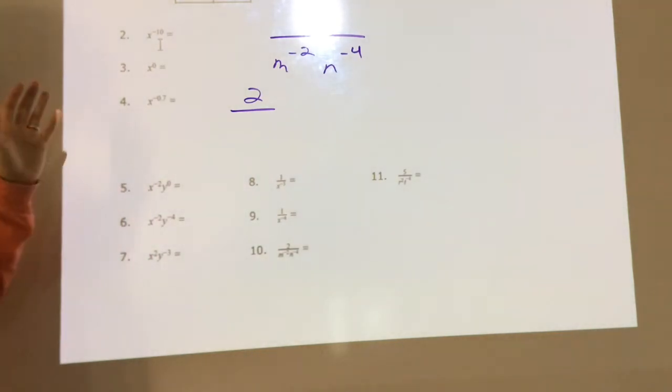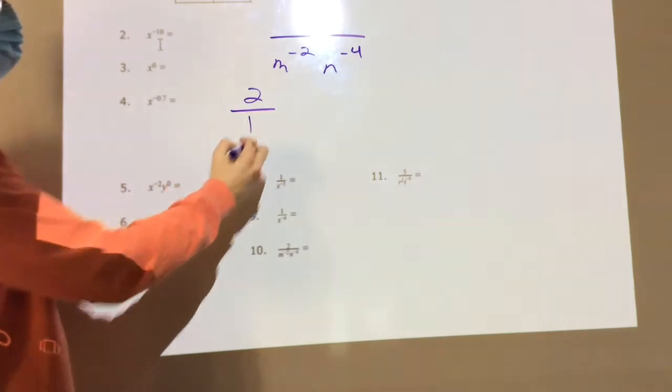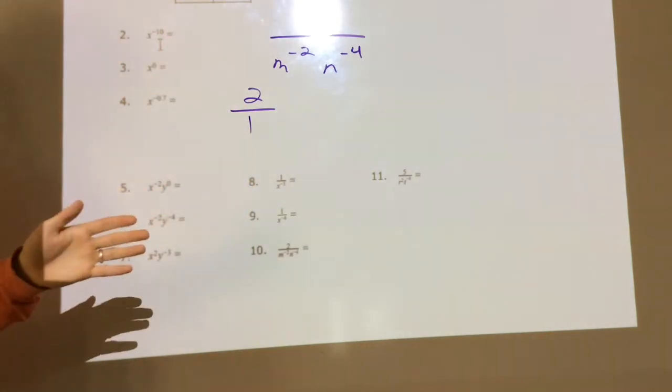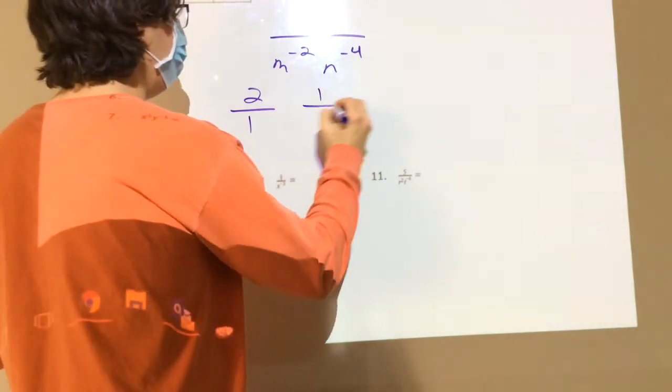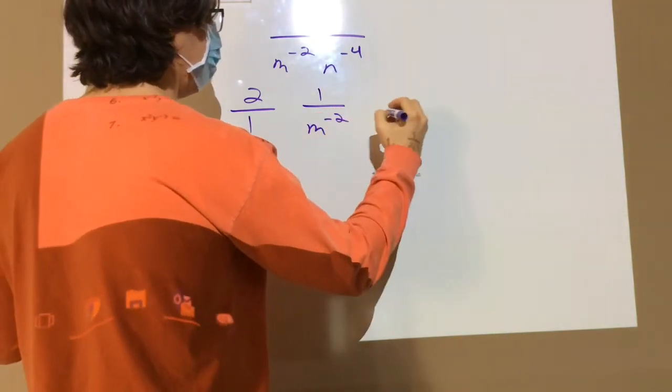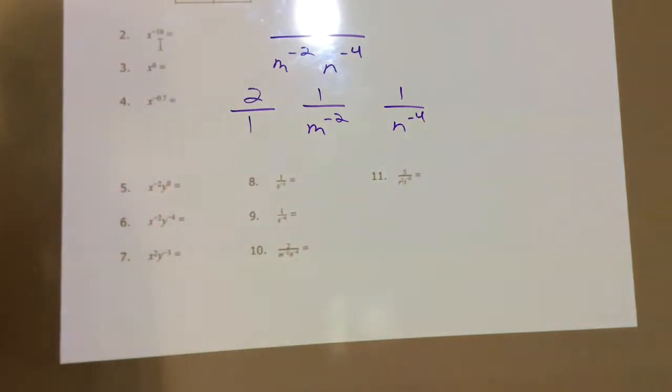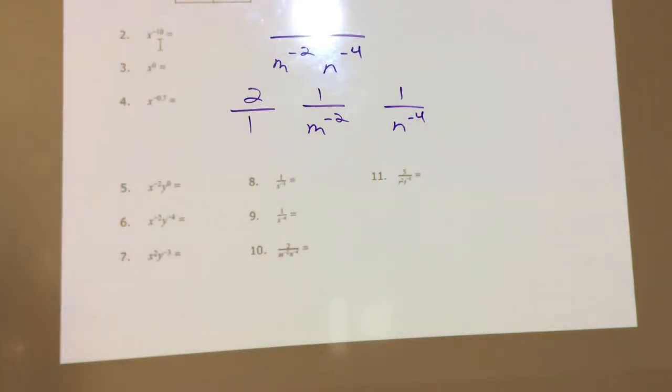We're breaking it all up. So it's going to be 2 over 1, because the 2 is just by itself. Then we're going to have 1 over m to the negative 2nd, and we're going to have 1 over n to the negative 4th. Are we all okay with that? All I do is I just broke this problem down. I didn't change anything. I just literally separated all the different pieces out.